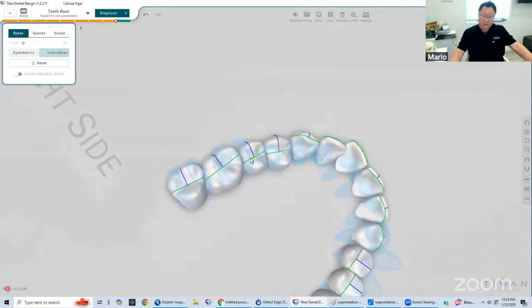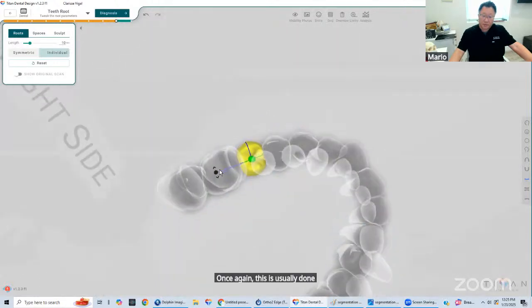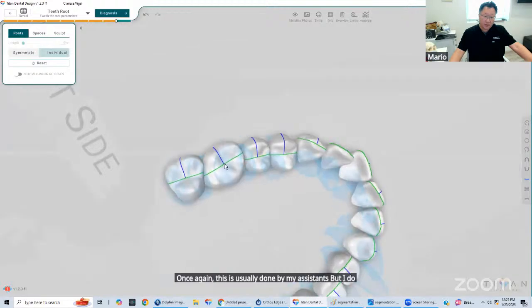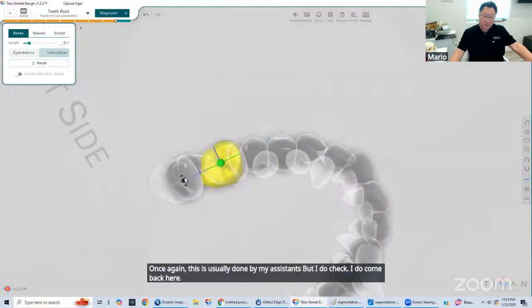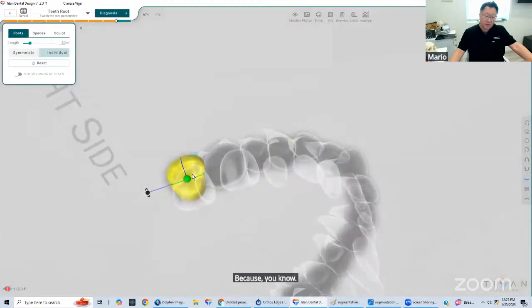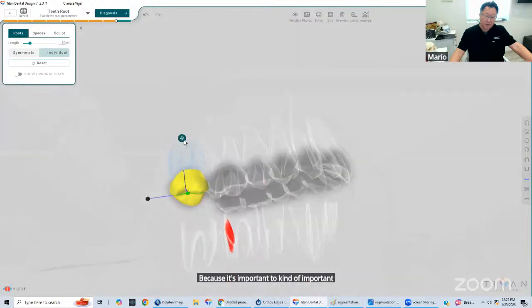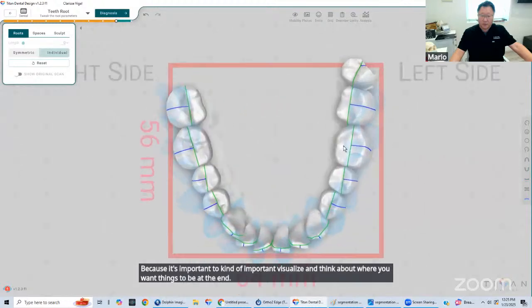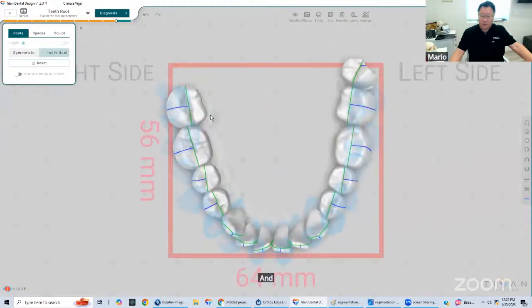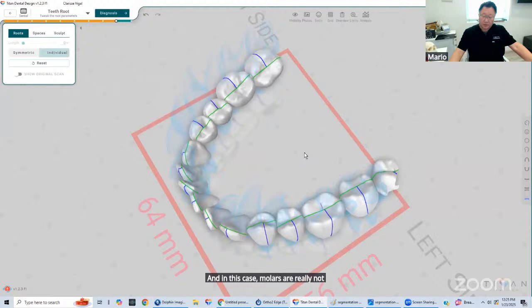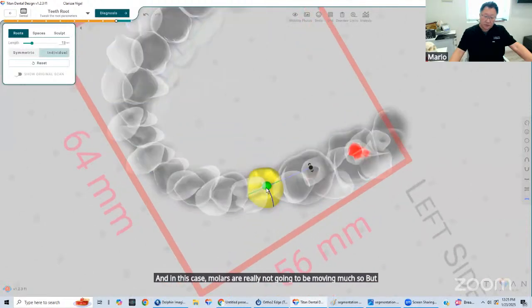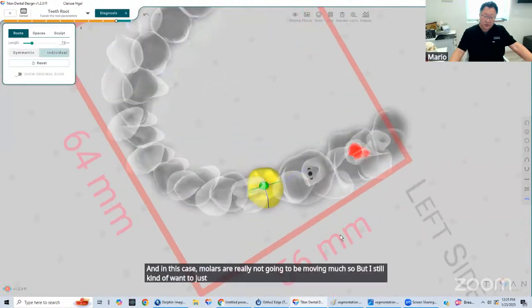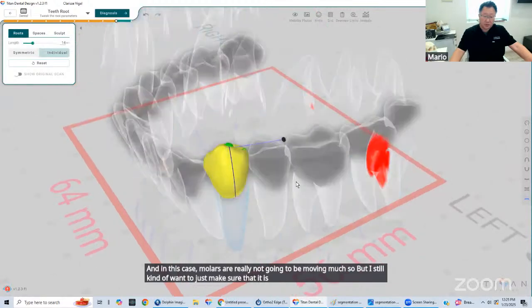Once again, this is usually done by my assistants, but I do check. I do come back here and I check because it's important to visualize and think about where you want things to be at the end. And in this case, molars, I'm really not going to be moving much. But I still want to make sure that it is generally in good alignment.